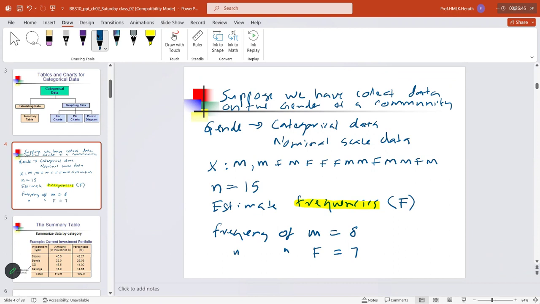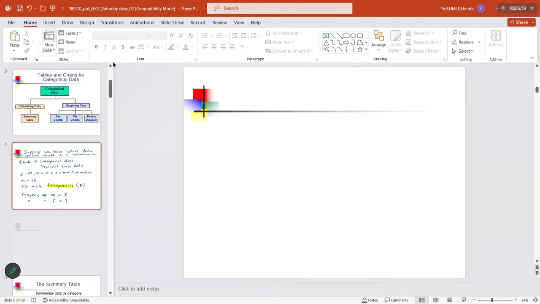On top of this, we can estimate some more things. The second thing is relative frequency.